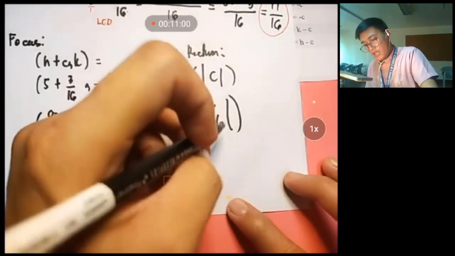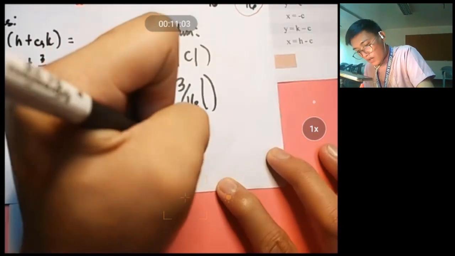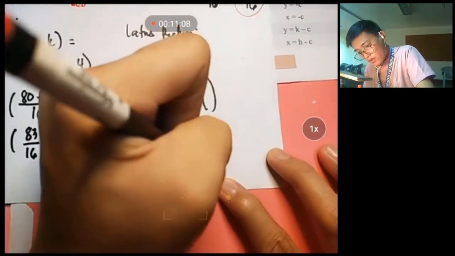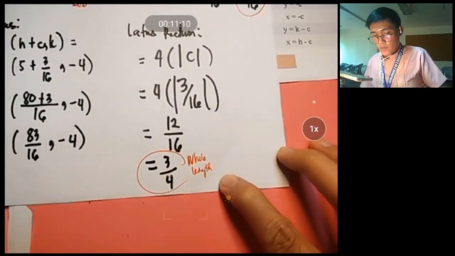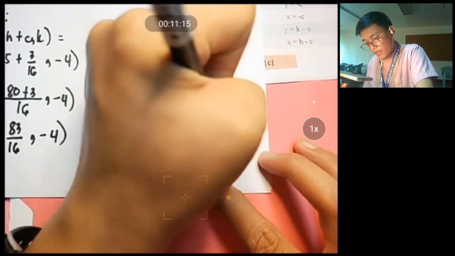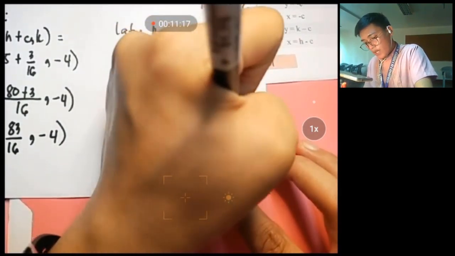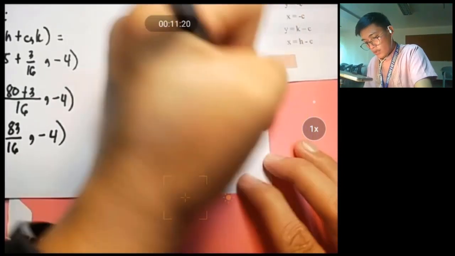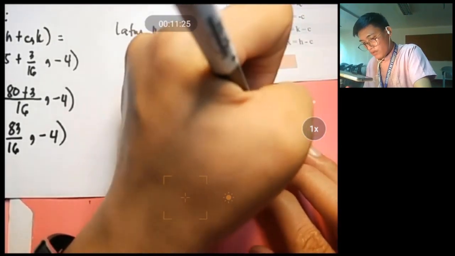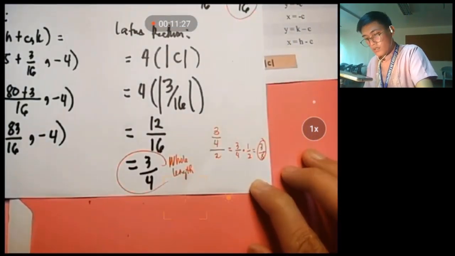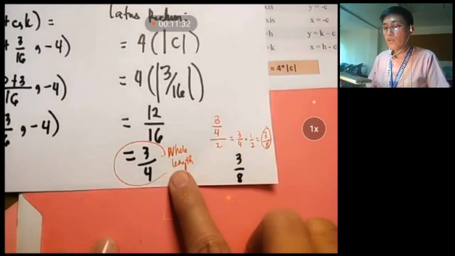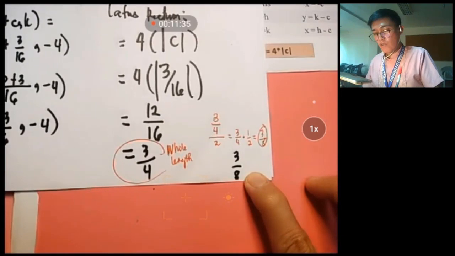This is the full or whole length. Alright, if you want to get the half length, then you just divide it by 2. That would be 3/4 divided by 2 equals 3/4 times 1/2, 3 over 8. 3 over 8 is the half. Yan po. 3/4 ang full length, ang half length niya ay 3 over 8.